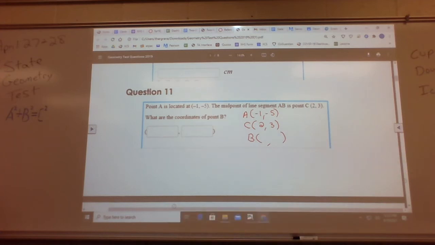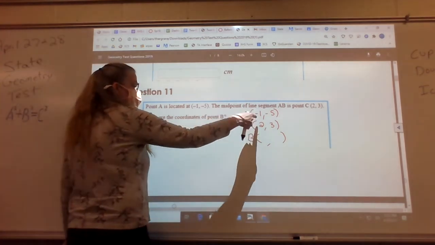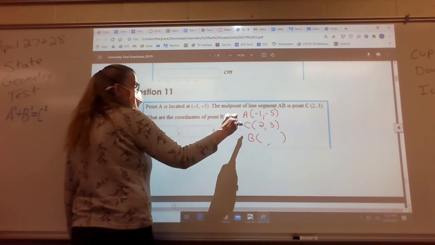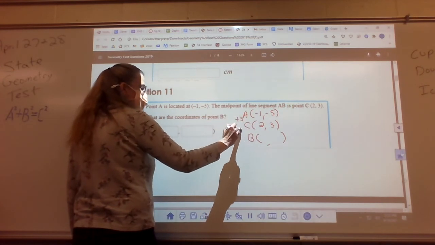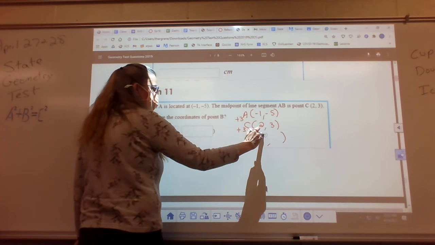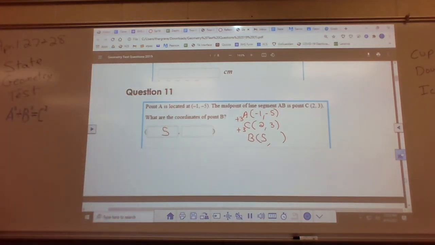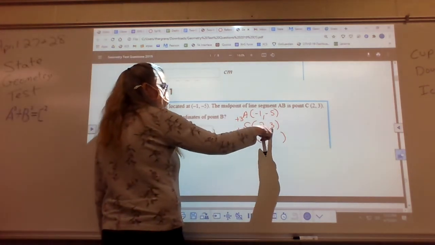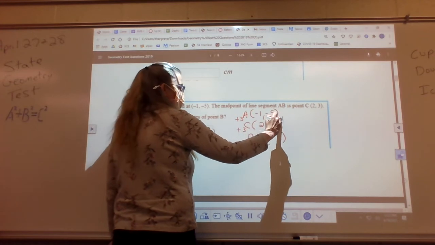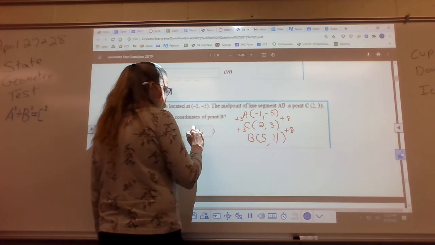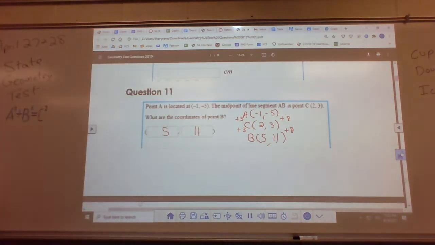Think of a pattern. What did they do to get to the middle? So -1 to 2, what did they do? Added 3. They added 3. So if I add 3 again, 2 plus 3, 5. So I know the x is at 5. -5 to 3, what did they do? Added 8. They added 8. If I add 8 again, I get 11. So there's where the new point is.